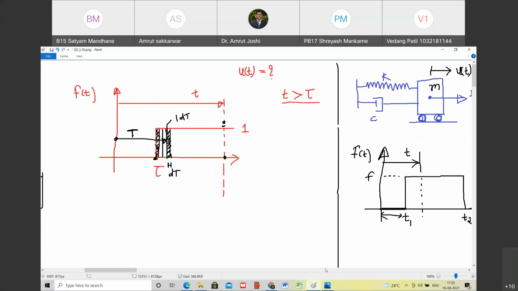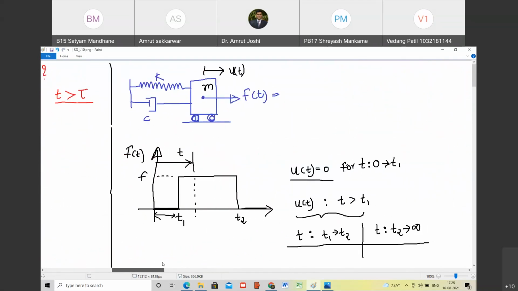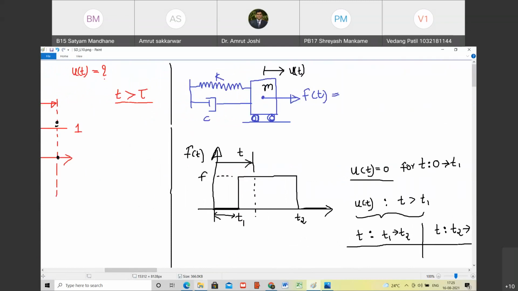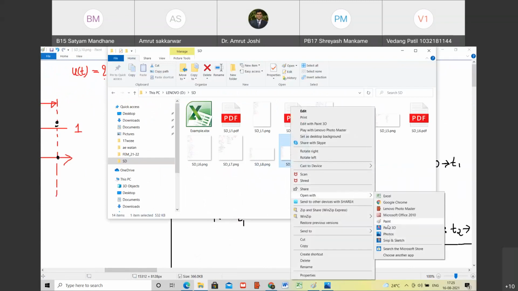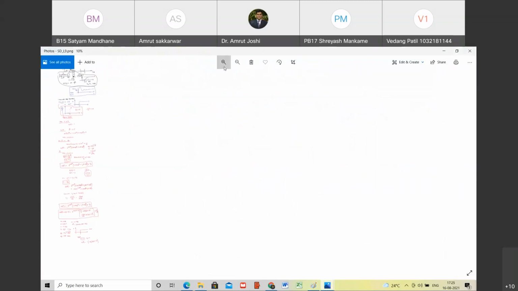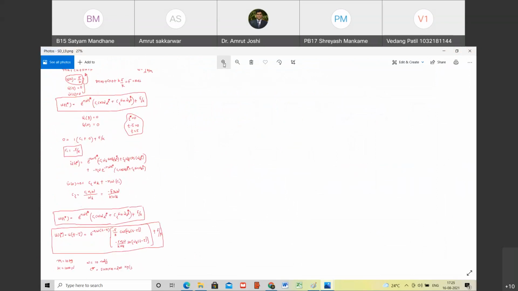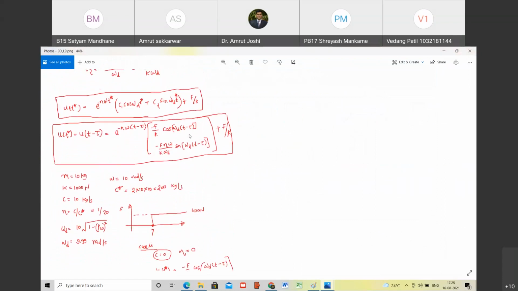So here in this phase, I can straight away write down the response same as the earlier one. Do you agree with me? Yes, sir. So do we have the expression for that? Yes, in the last class we had derived the expression. Let me open that. This is the expression. Happy? Yes, sir. U of t star is equal to U of t minus tau.